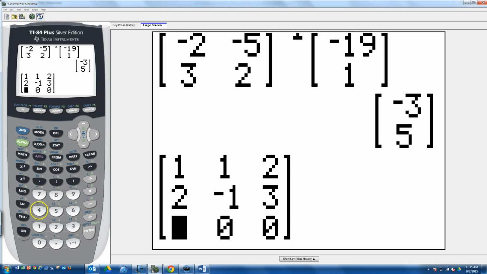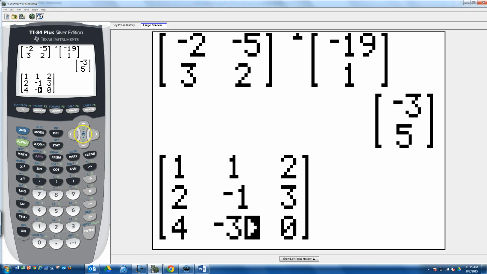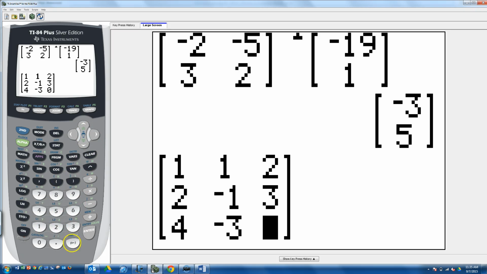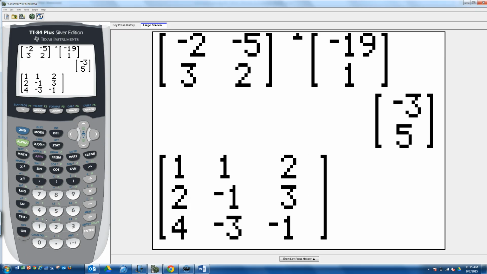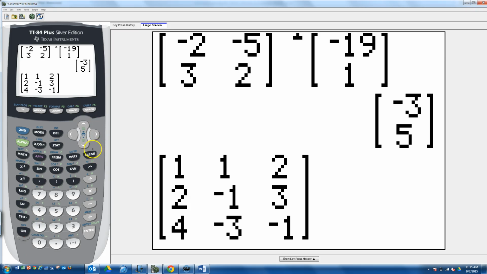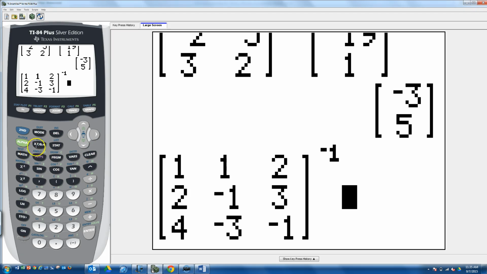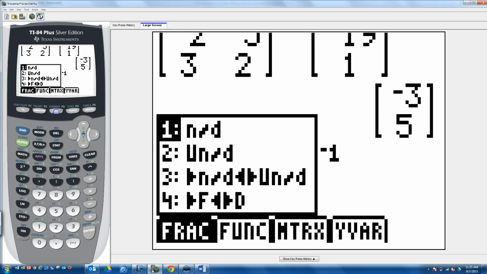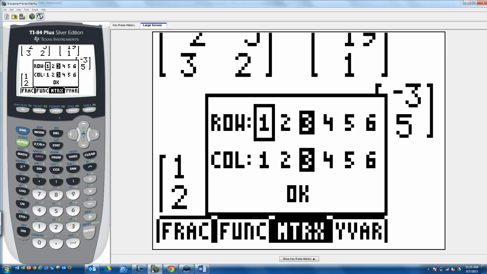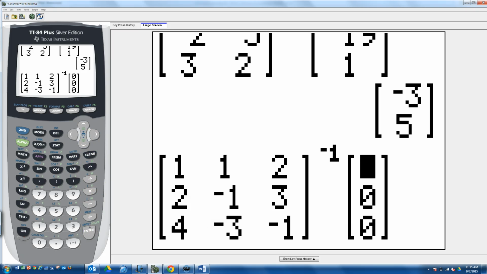And 4, -3, -1. If you know how to do this, you can fast forward if you don't need to follow along with how to type them in. We're going to inverse that and then multiply that by the matrix 3, it's a 3 by 1. And that's going to be what? 3, -4, -18.